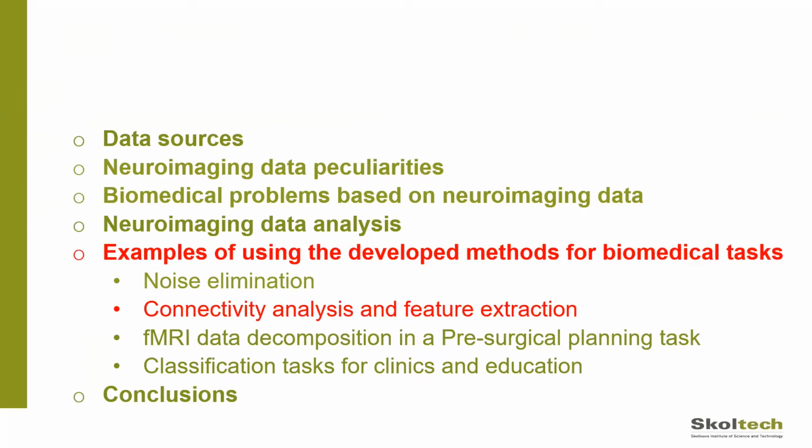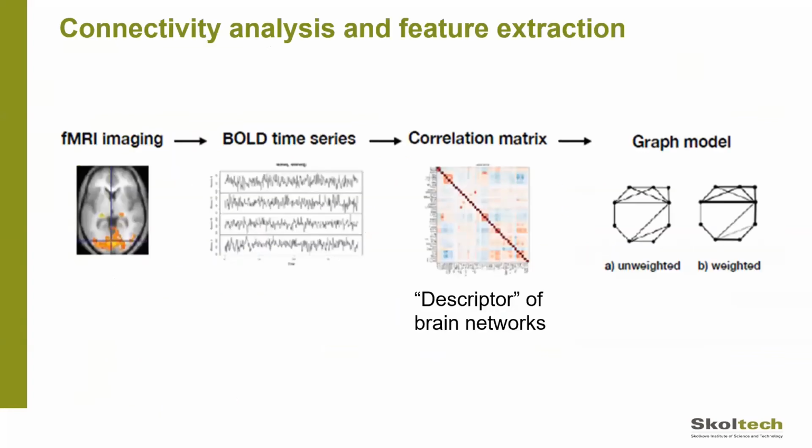Another important part when we analyze fMRI data is related to, as I told, feature extraction. fMRI data can be represented as a multi-dimensional time series. And one of the possibilities for how we can compress these data is to construct a graph.